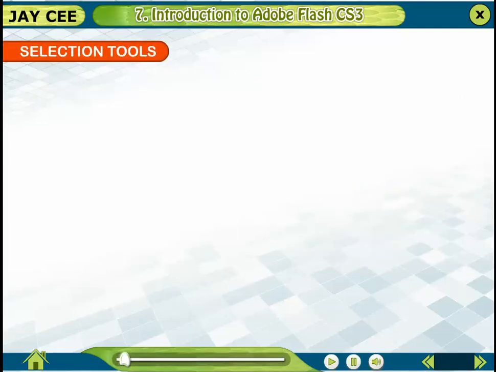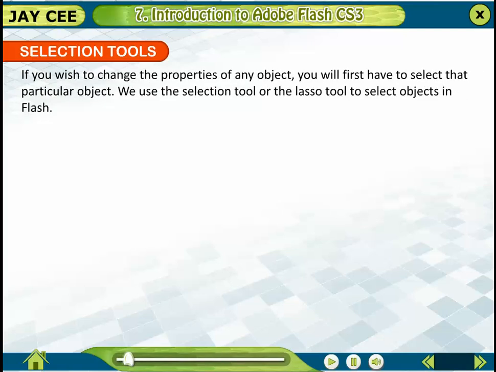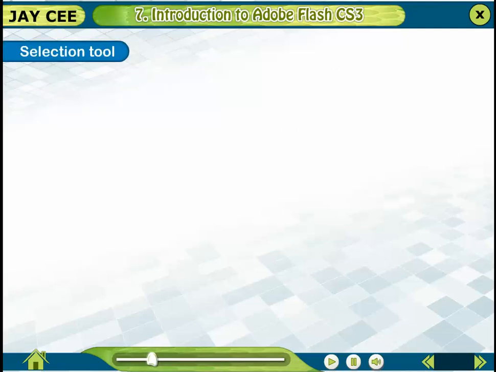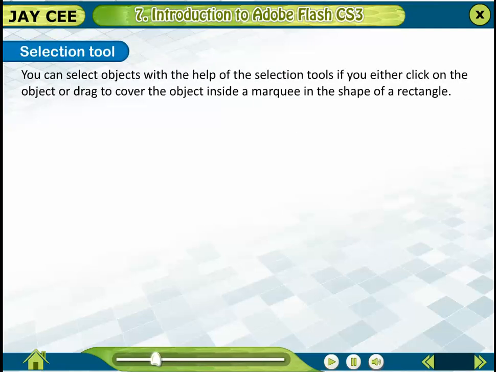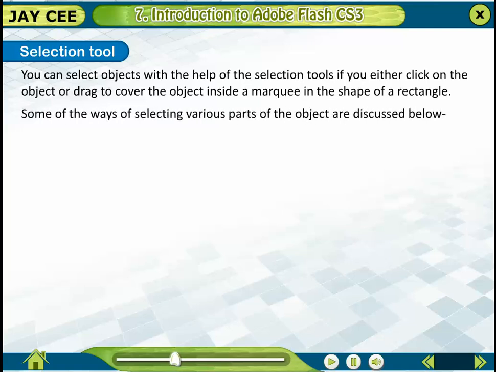Selection tools. If you wish to change the properties of any object, you will first have to select that particular object. We use the selection tool or the lasso tool to select objects in Flash. We have discussed these two important tools in detail below. Selection tool. You can select objects with the help of the selection tools if you either click on the object or drag to cover the object inside a marquee in the shape of a rectangle. Some of the ways of selecting various parts of the object are discussed below.